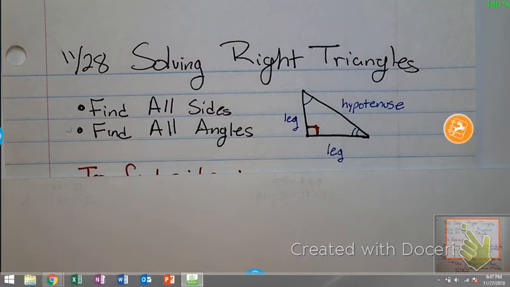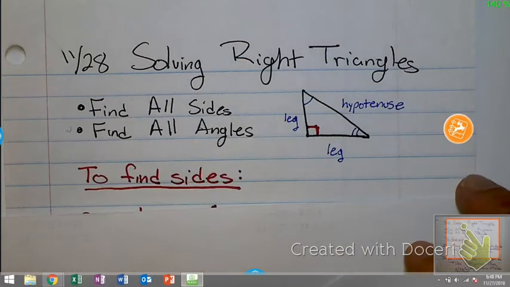We will label the HOA, hypotenuse, opposite, and adjacent sides. We will use SOHCAHTOA to find sides. We will use the inverse of SOHCAHTOA, the arc sine, arc cosine, and arc tangent to find the missing angles. All the stuff we've been doing just wrapped into one problem.